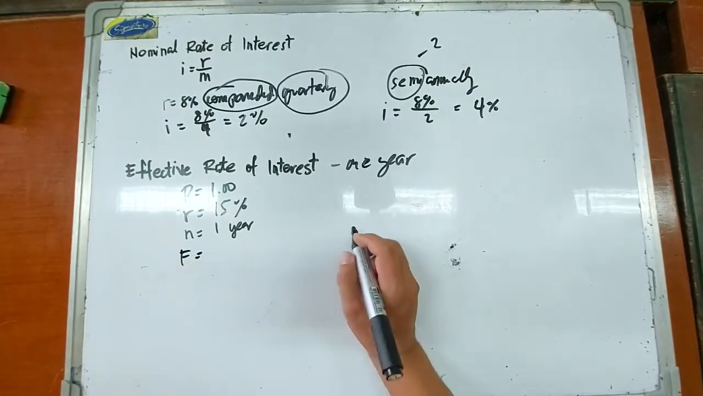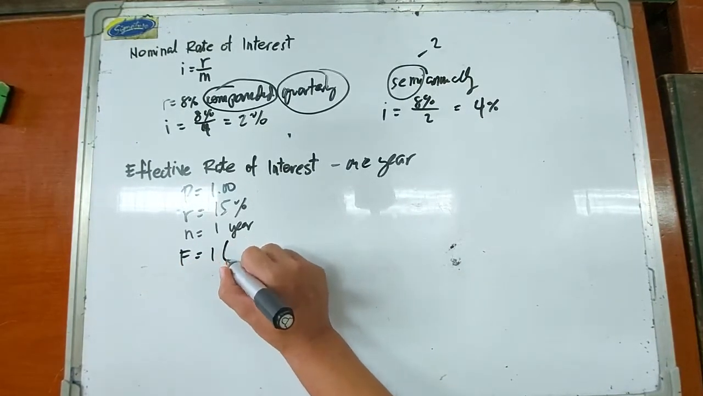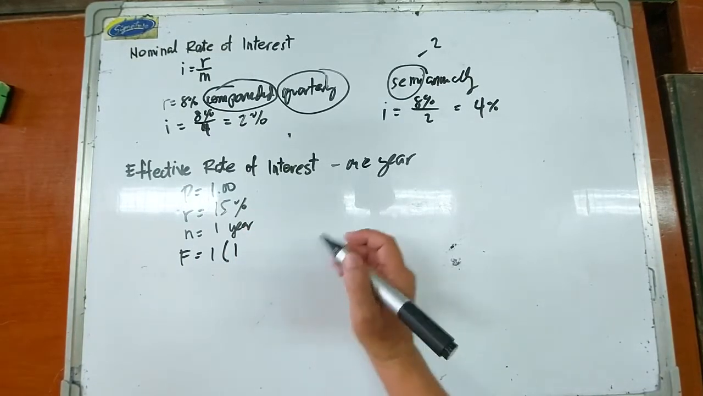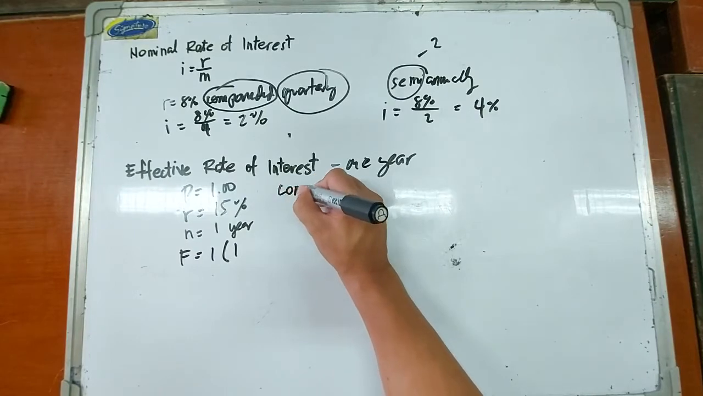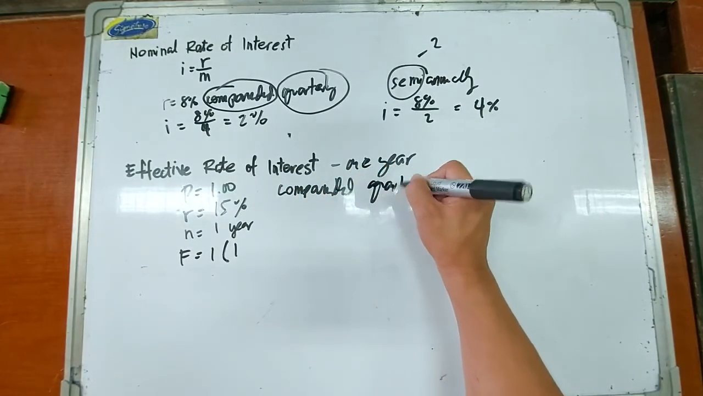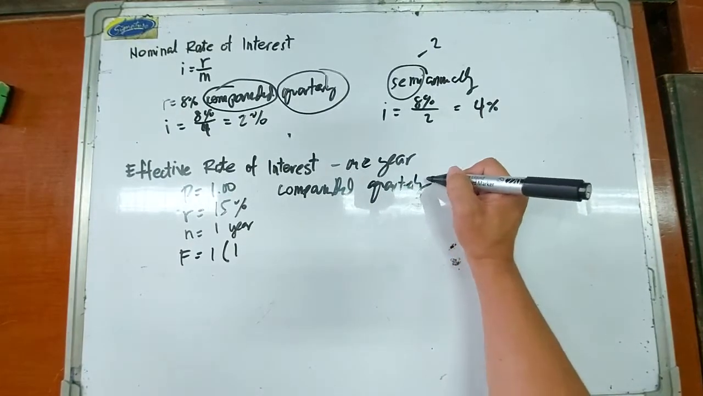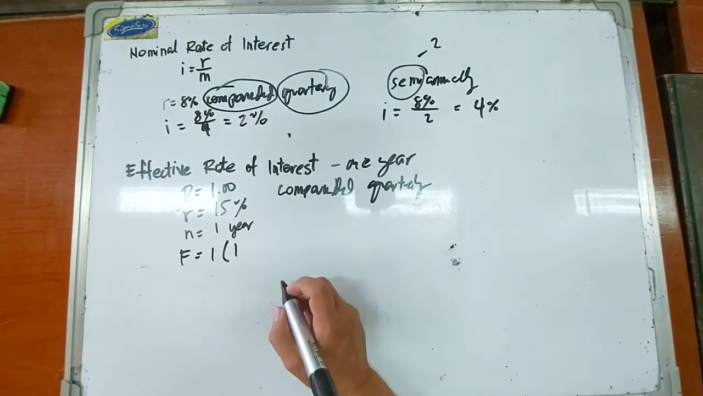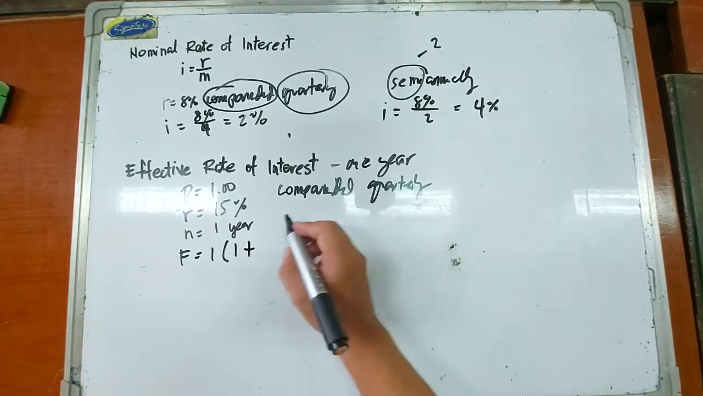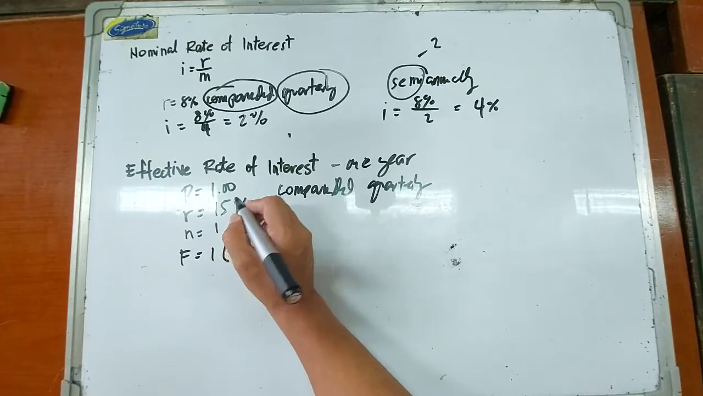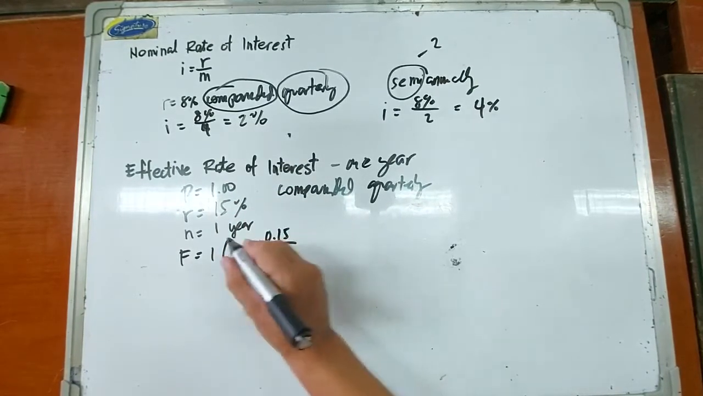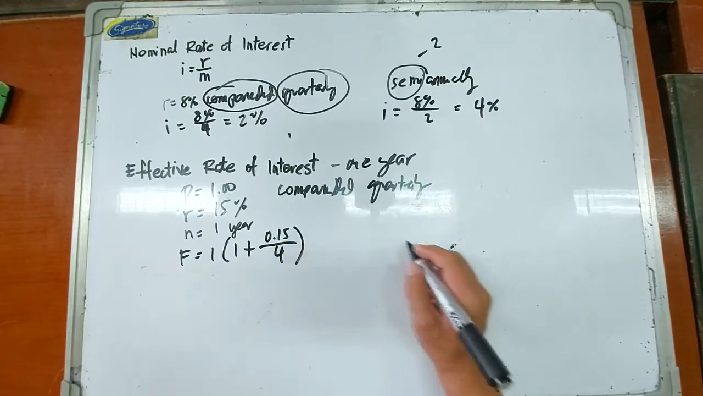F is equal to 1 times 1 plus, then we are going to divide, since it is compounded quarterly. So this is 15% compounded quarterly. We divide it into 4. So our nominal rate of 15%, we divide that into 4 since it is compounded quarterly.